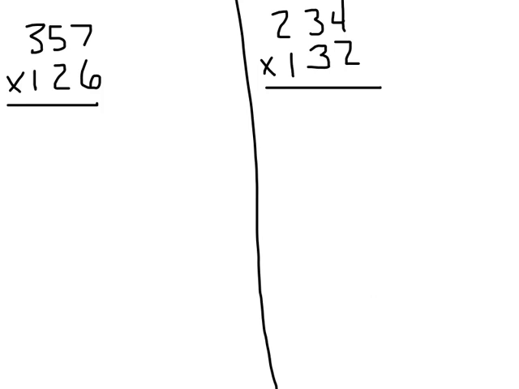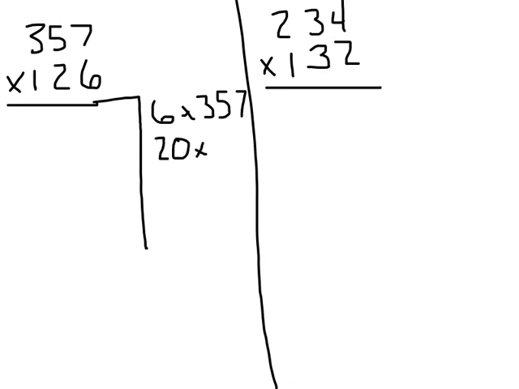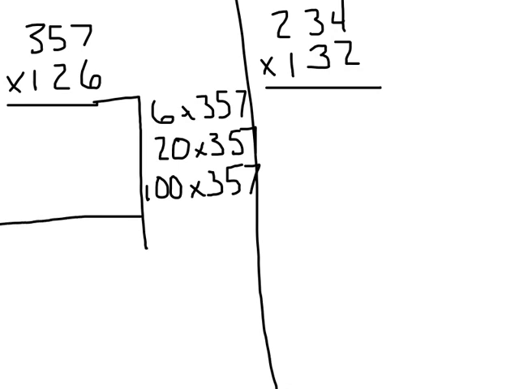Let's start with a multiplication question. 357 times 126. Remember, when I'm solving this question, it's like doing 6 times 357, 20 times 357, and 100 times 357. We'll start with the 6. What's 6 times 7? 6 times 7 is 42. What's 6 times 5? It's 30, plus 4 more is 34. What's 6 times 3? It's 18, plus 3 more is 21. Now I'm done with the 6.